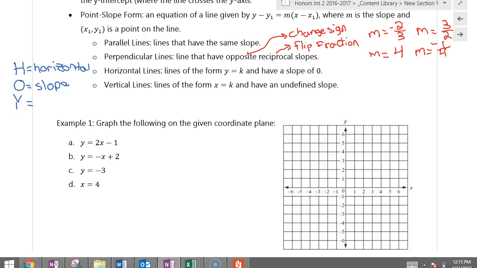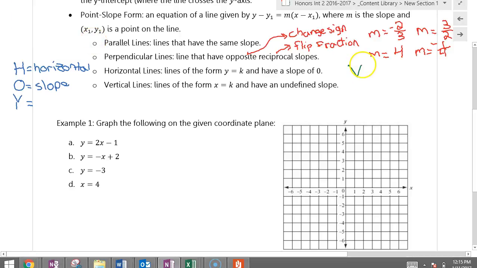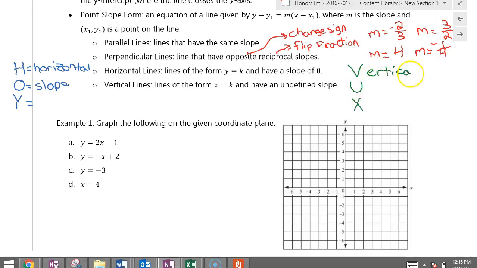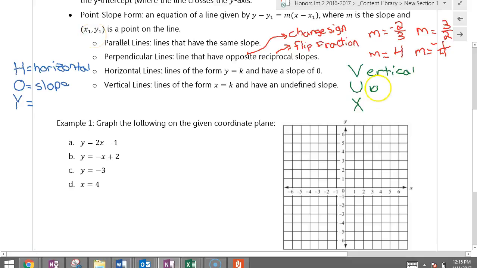The other one is not as great to remember, but it's plus dux. That's for vertical, undefined. And it's x equals. So if you see an equation of a line that's x equals something, it's a vertical line. So vertical going straight up and down.